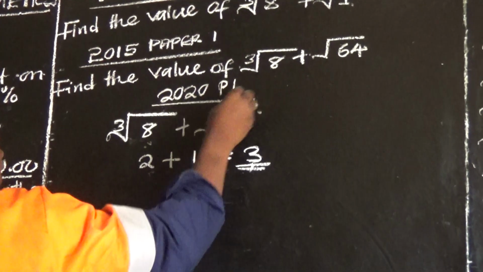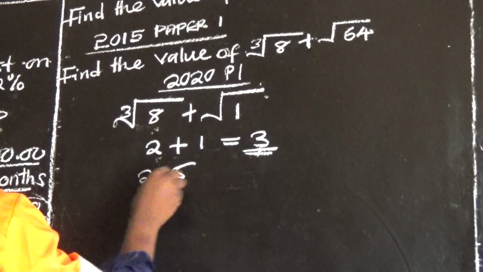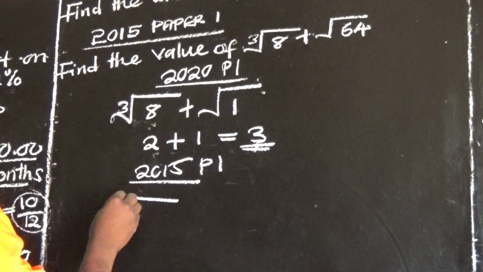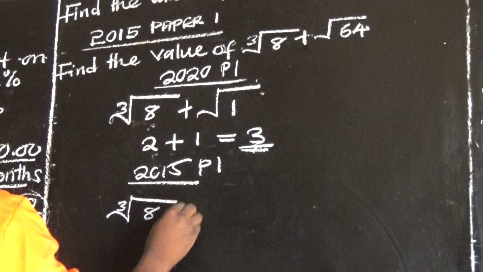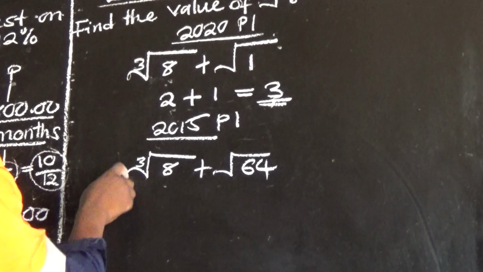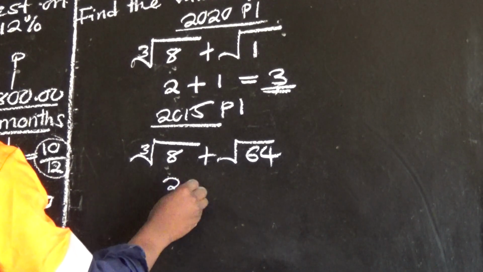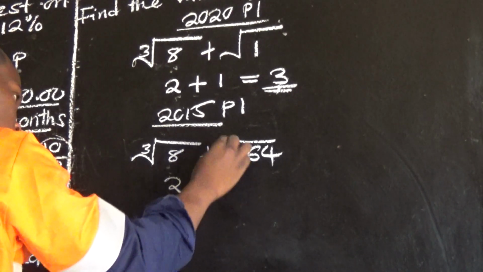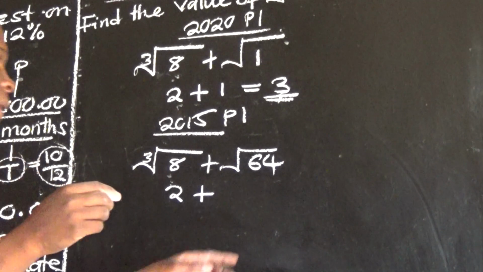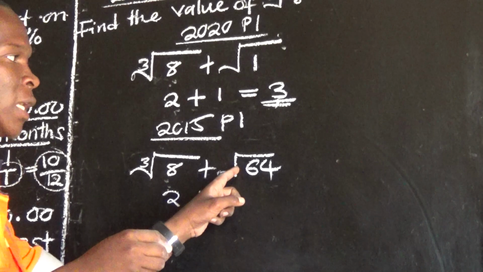Paper 1. Then, looking at 2015, paper 1, where they are saying, find the value of the cube root of 8 plus the square root of 64. So cube root means the number you can multiply 3 times to get 8. So which number is that? 2, plus square root of 64. We're talking about a number you can multiply 2 times to get 64. It's 8.